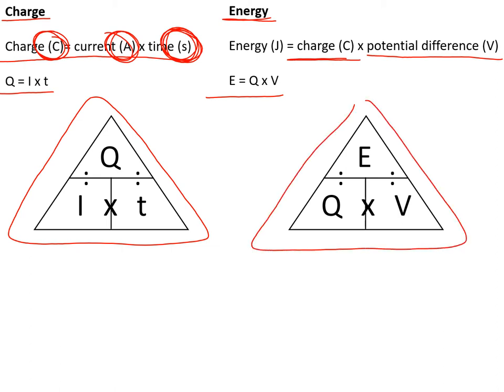The reason this works, if you remember, we said that potential difference is the number of joules per coulomb. So if we multiply potential difference by the number of coulombs, that will, by logic, give us the total amount of energy that's being transferred.